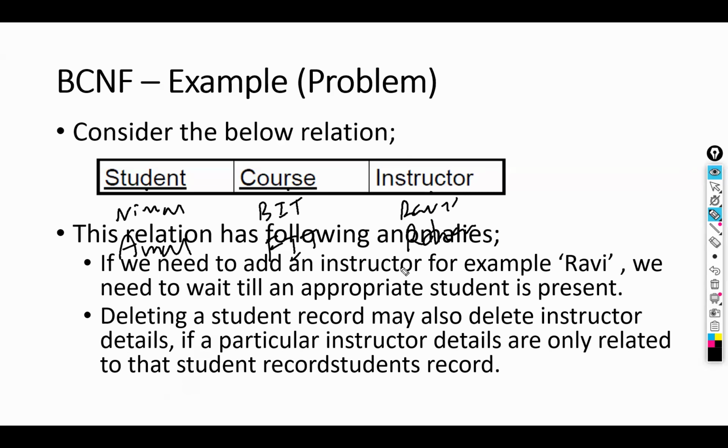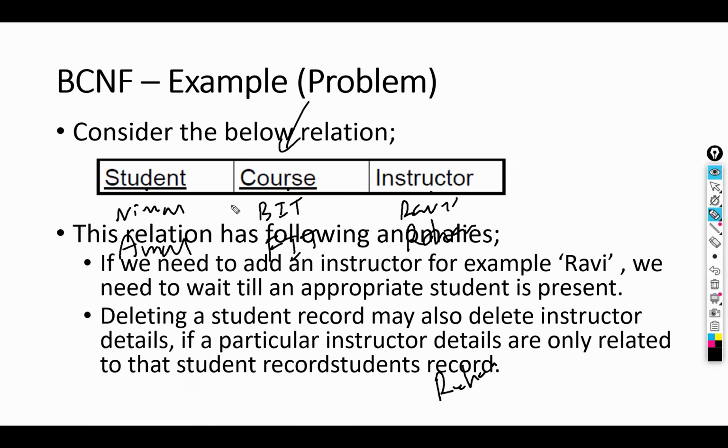What's wrong with this? Now, if this is the only table, say we have a new instructor, right? Other than Ravi and Rohan, we have an instructor called Rehana. If Rehana is not assigned to a student, Rehana's data will not be in this table. So that means there is no place mentioned about the instructor called Rehana, because instructor is not a part of the primary key.